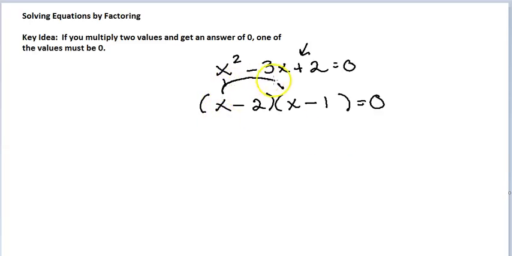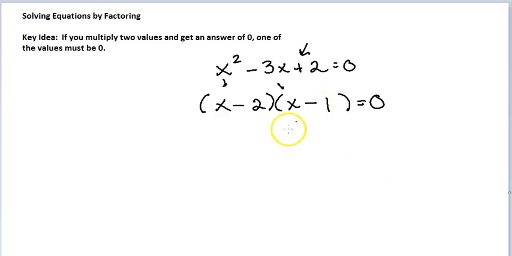So when I multiply this, x times x gets me x squared. That checks out. X times negative 1, that's negative 1x. And the inside's negative 2 times x, that's negative 2x. And when I put them together, I get negative 3x, so that checks out. And then when I multiply the last, I get positive 2. So the fact that I remultiplied them and got what I started with tells me I've factored correctly.